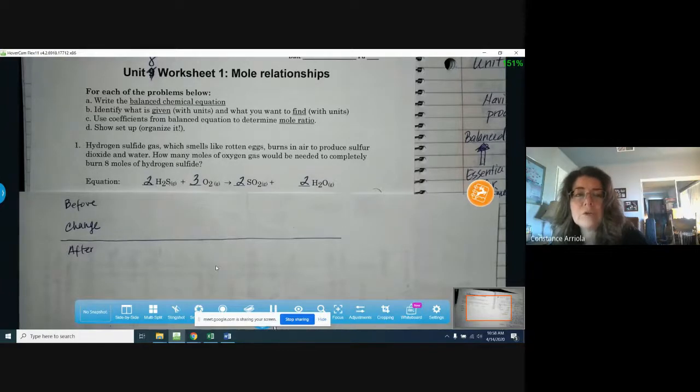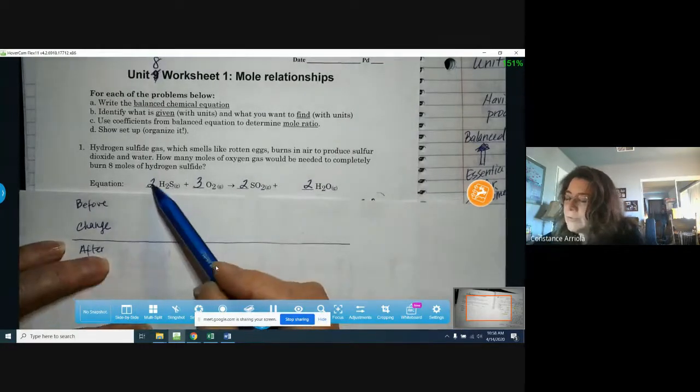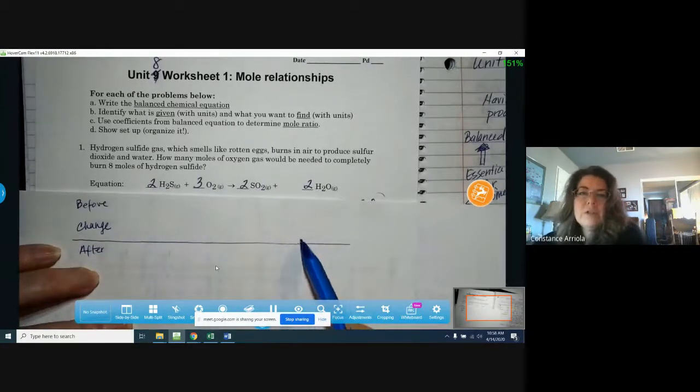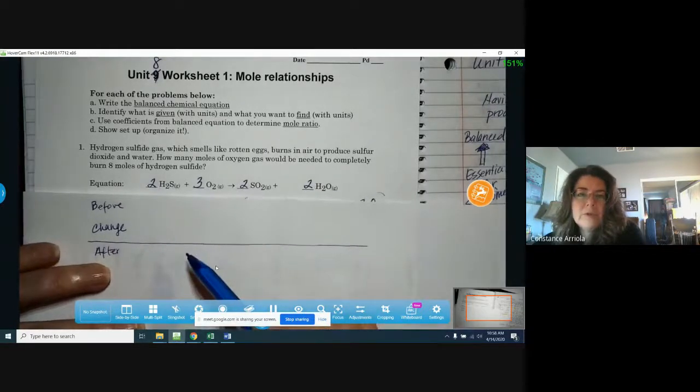Okay, so we're going to start with this. It's going to answer a lot of questions that the problem does not ask you, but by doing it this way, you get a really good feel of what stoichiometry is, and you'll be more prepared for future problems. So the before line, by the way, you're keeping track of all these amounts right underneath each one of the reactants and products in the equation.